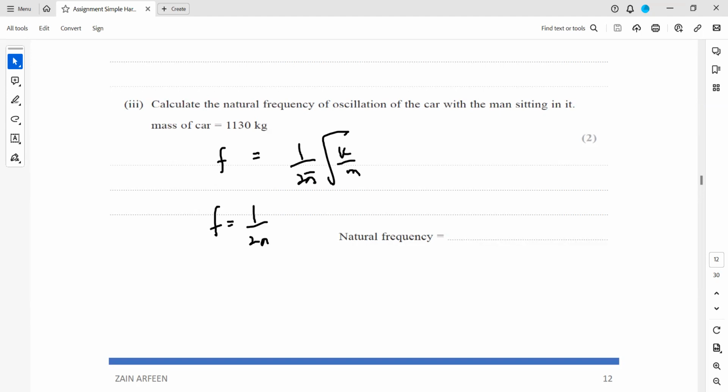So it will be 2 pi, and K we calculated as 3 into 10 to the power 4. What about M? The man is inside the car, so what will be the total mass? The total mass is the sum of the car plus the man. The mass of the car is 1130 and the mass of the man is 85. When we simplify, we get 0.79 hertz. That is the frequency at which the car will vibrate, the natural frequency.